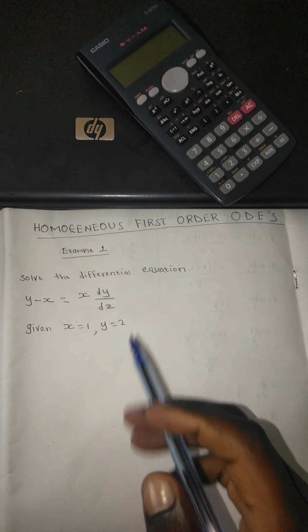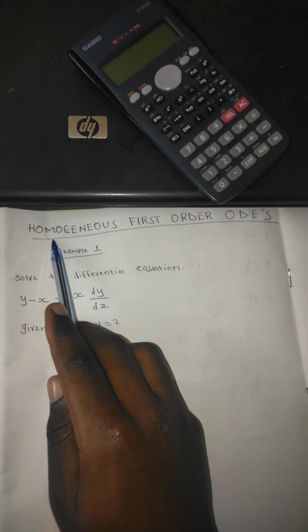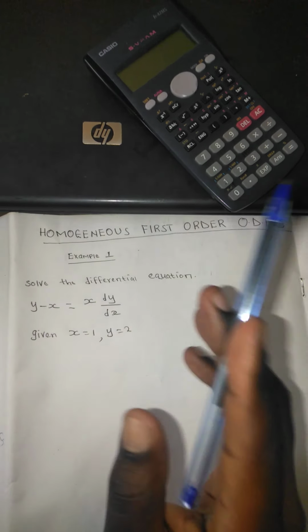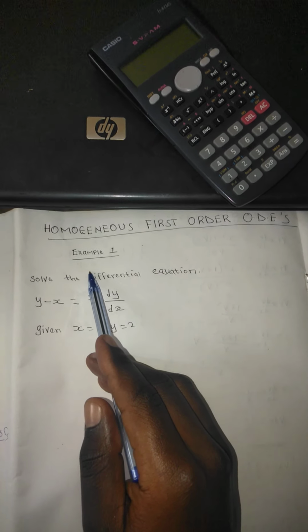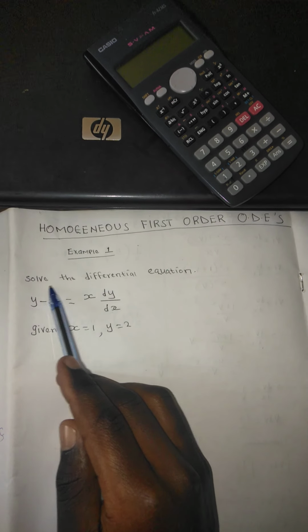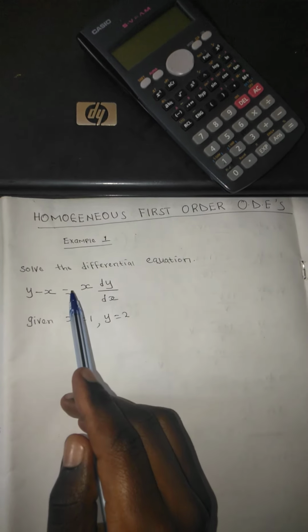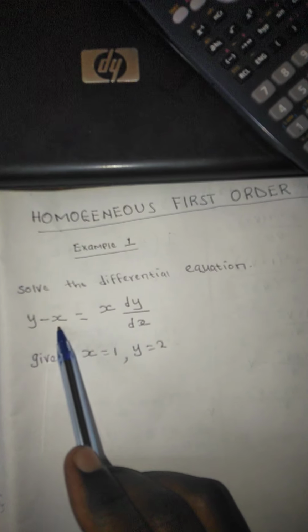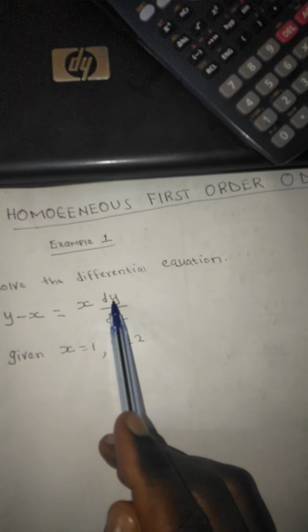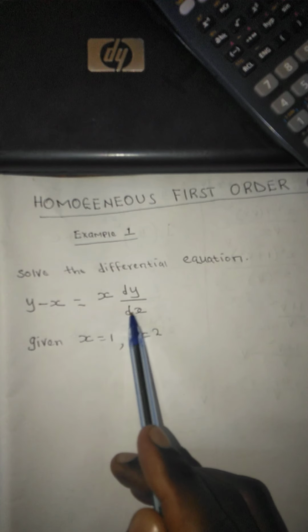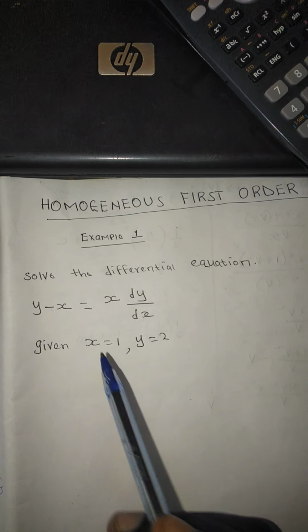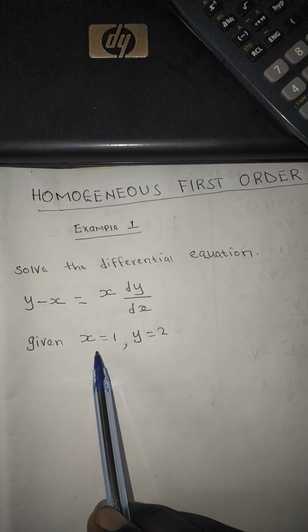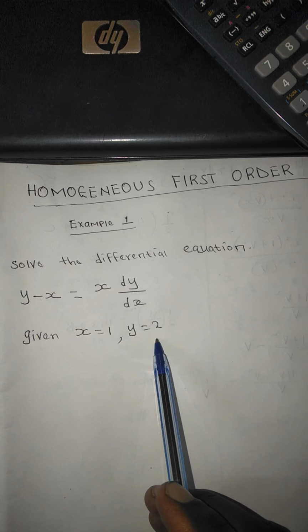Hello, today we are going to discuss homogeneous first order ODEs. Let's move to an example. The example reads, solve the differential equation, and the equation we are given is y minus x is equal to x dy over dx. That is the question that we are being given. And the additional information is that given x is equal to 1 and y is equal to 2.